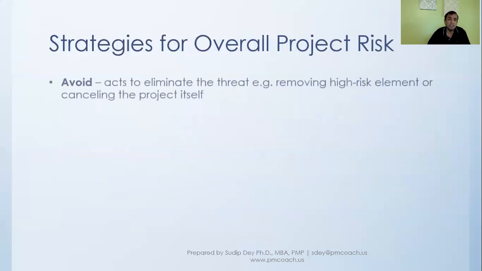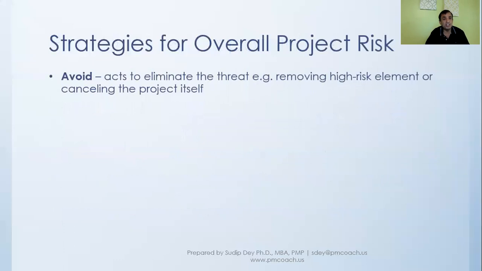Now, in overall project risk, again, there is a strategy which is avoid. Avoid is, again, if there is a very high risk element in the project, we would go ahead and try to eliminate that threat altogether. For example, if it is so risky, then we might even, as an extreme case, cancel the project itself. So we are avoiding the risk altogether.